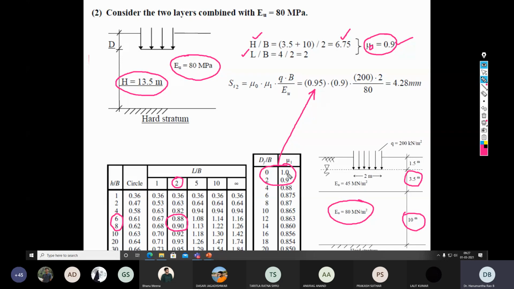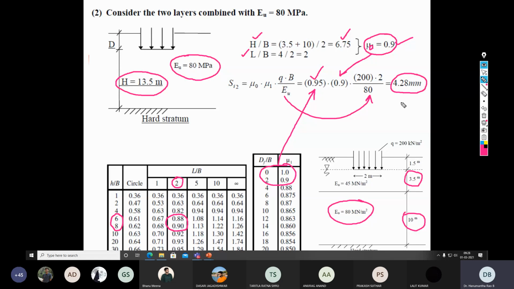So just interpolate the value and take the exact value. Not necessarily you need to take the 0.95, while mu0 is 0.9. So now I have picked up mu0 and mu1 from these two different tables and substituted in this equation. Q is already known, 200 kilopascals. Width of the footing is 2 meter and elastic moduli of the soil is 80 megapascals. Substitute everything and calculate for the settlement, that you will obtain as approximately 4 millimeter.